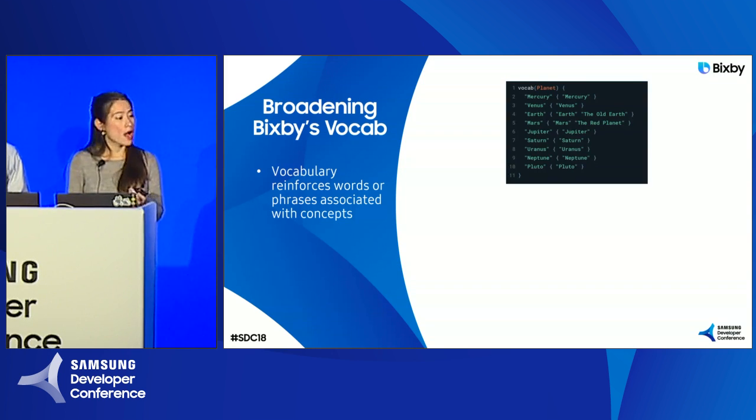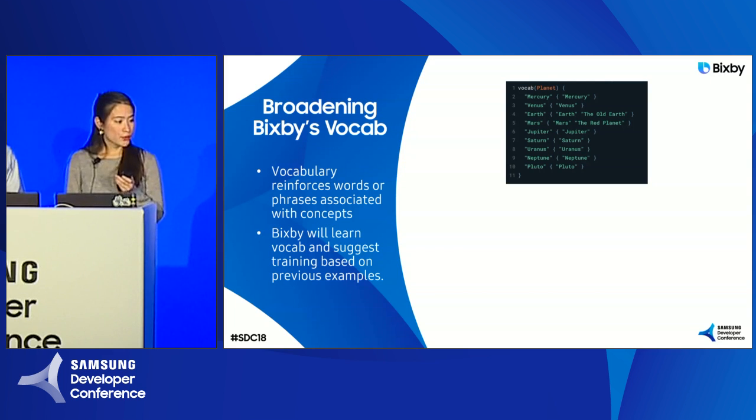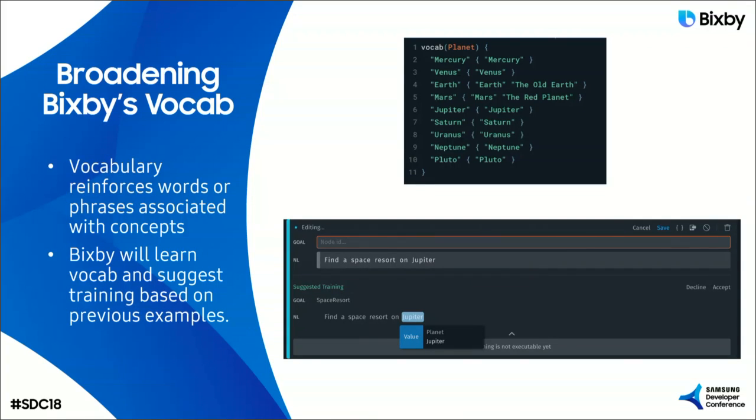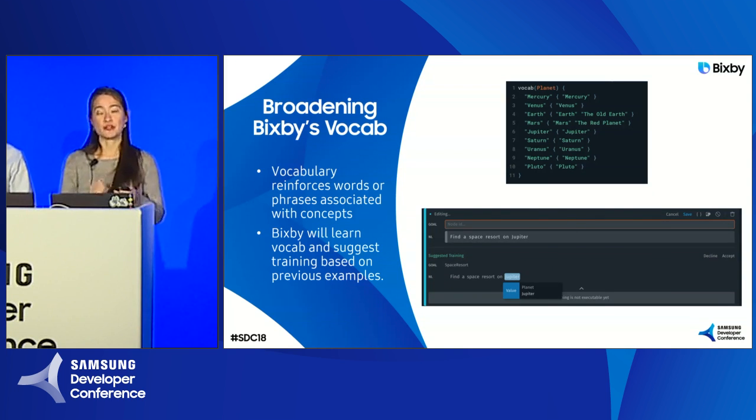So let's take a look at our planet vocabulary. So we have these symbols and their values and synonyms. Like we have the old Earth for Earth and the red planet for Mars. So Bixby will learn this vocab and then suggest training based on previous examples that Bixby has already learned. So for example, when we first added "find space resort on Neptune," we saw this suggested training below. So Bixby has already learned a previous, similar example, and suggests annotation. As a developer, this is really useful because you can train very efficiently and really consistently. So you can hover over your value or your entity and see that there's a correct tag there and the correct plan.